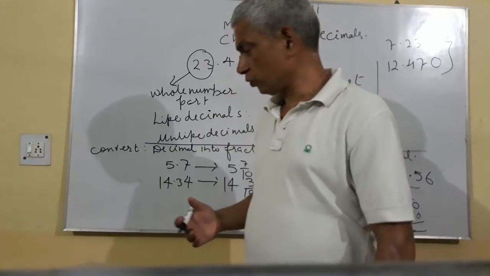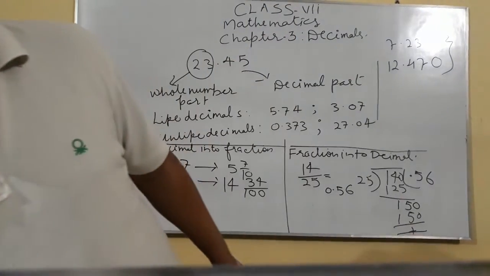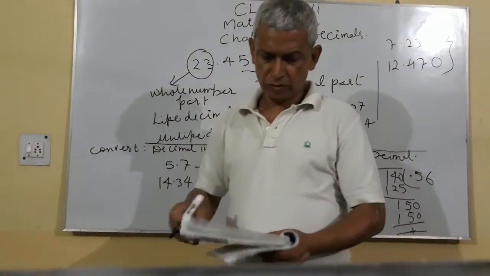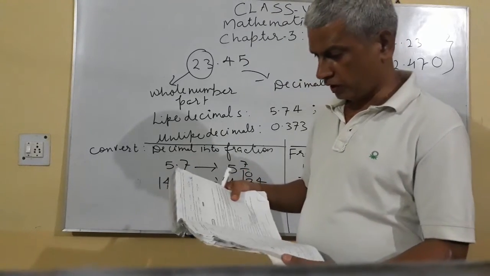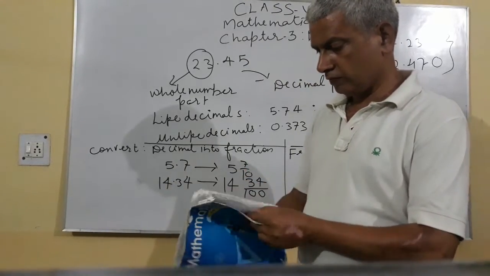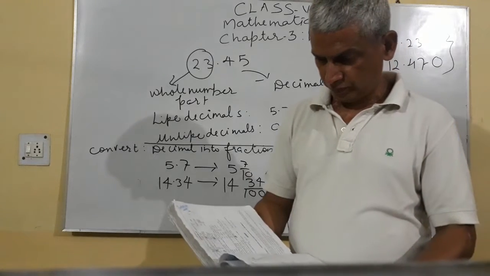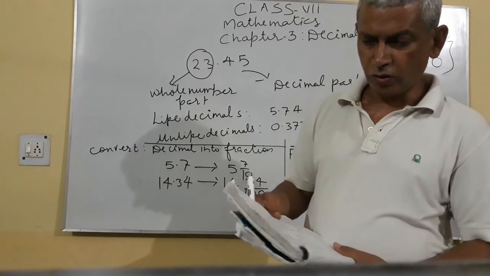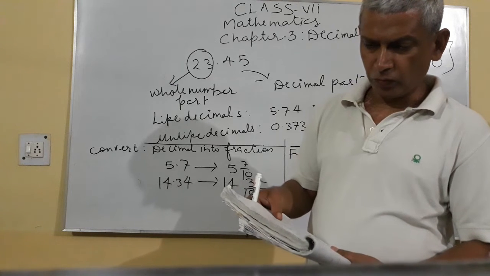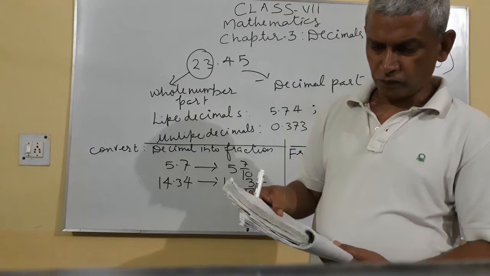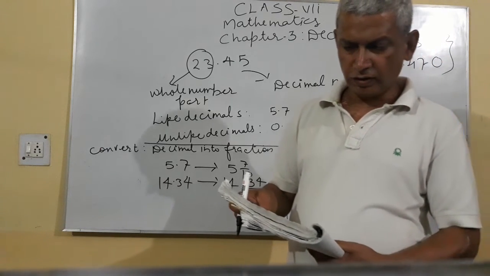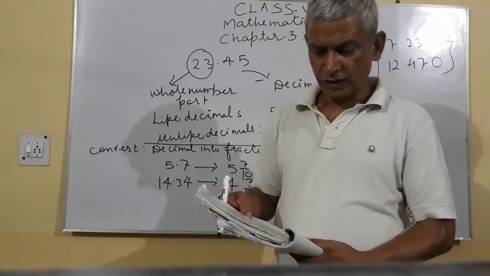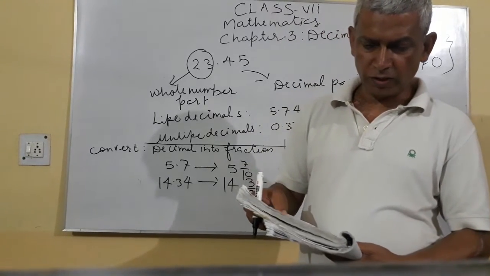So students, you will do this exercise 3.1. Let me show you some of the questions in 3.1. Yes, question numbers 1, 2 and 3 I hope you can do. The fourth one is converting into like decimals, and the fifth one is comparing numbers.